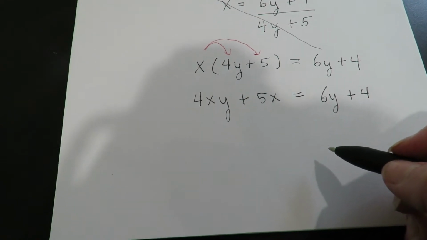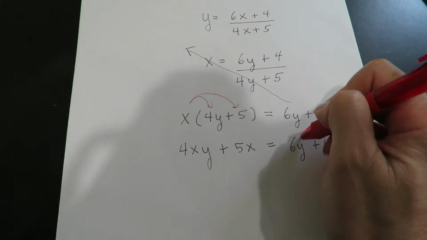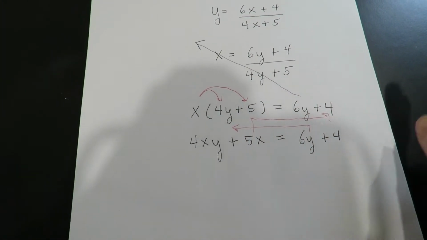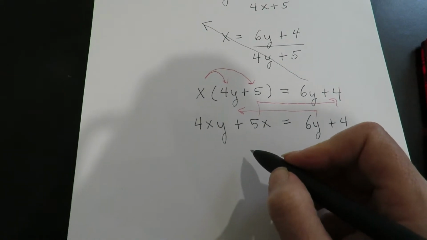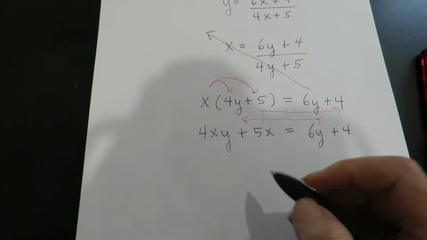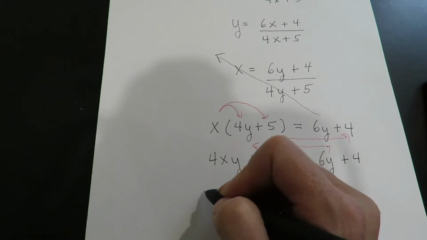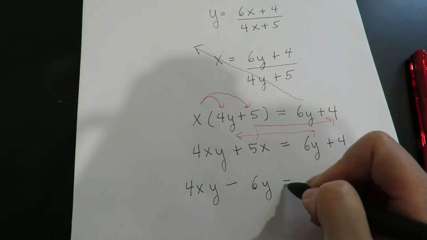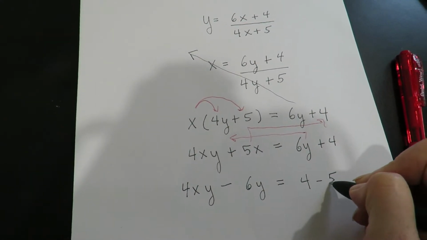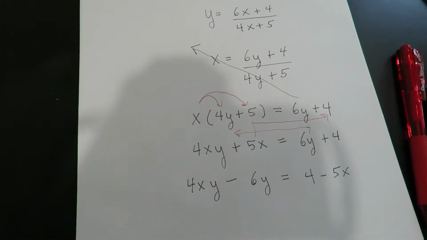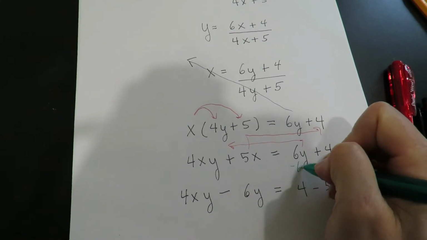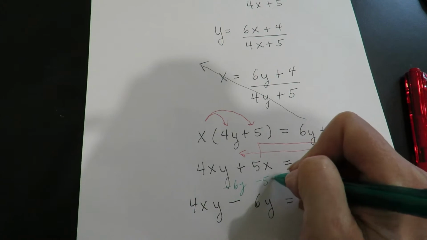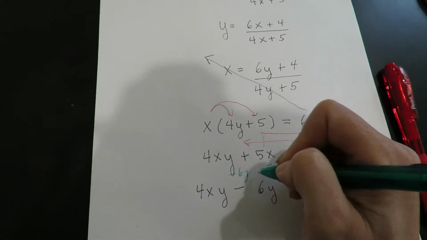Now here you want to get the y's on the same side, so I'm going to move this guy to the left. I'm going to move this guy to the right, because you want the y terms on the left, the non-y terms on the right. Order doesn't matter how you write things, it's indifferent. So what I did here was I subtracted this, get rid of that.